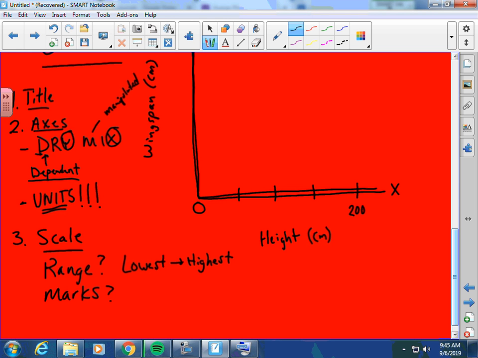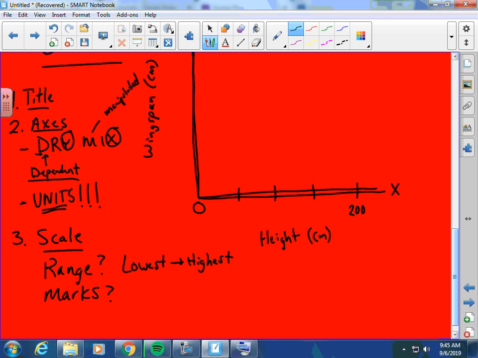Now, I got to make sure that each of those marks, since they're evenly spaced, are all worth the same amount, which means I have 1, 2, 3, 4 marks. I got to cover 200 units, in this case 200 centimeters, with 4 marks. So any idea how much I should make each mark worth? You say 50? 50 should do it.